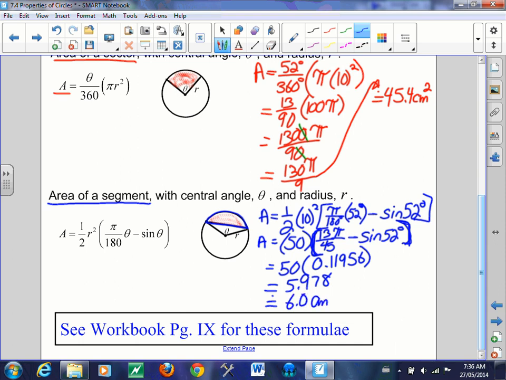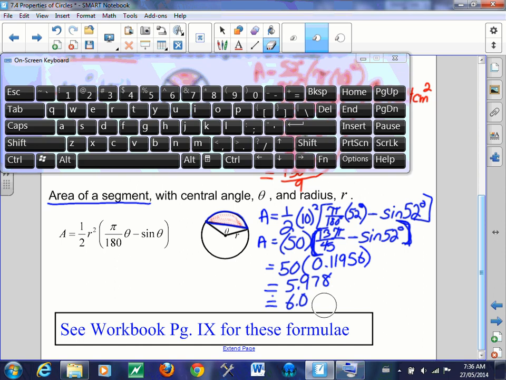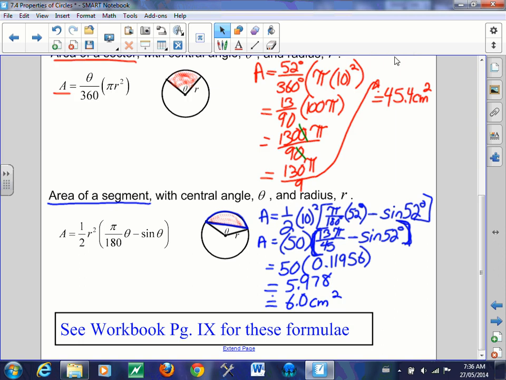I'm going to fix that up because it looks bad there. So centimeters squared. Just remember, area is a squared unit. Okay? All right. So these formulas, ladies and gentlemen, are in the beginning of your workbook. That's why they've got the Roman numerals. So that's Roman numeral page 9, the beginning of your book.